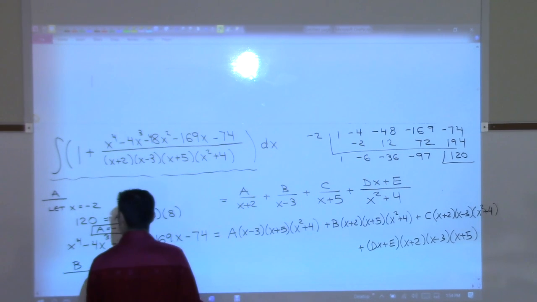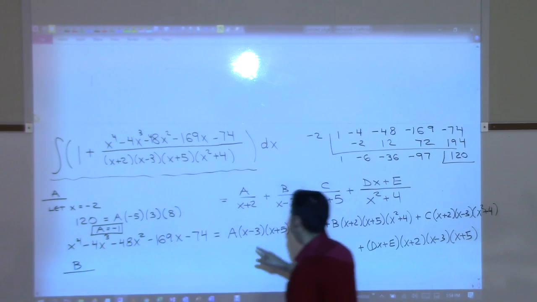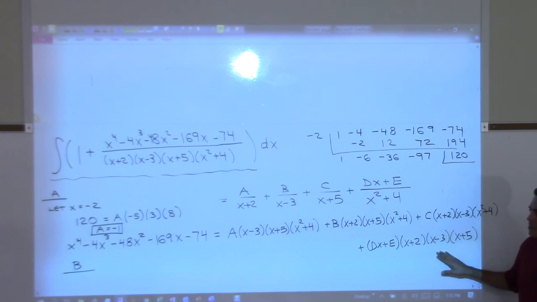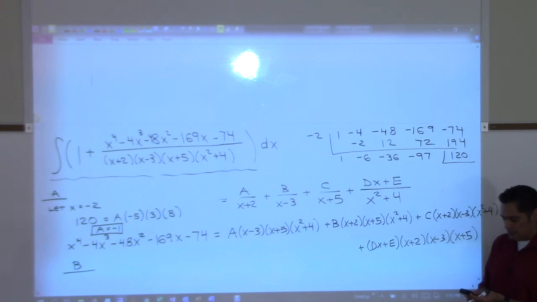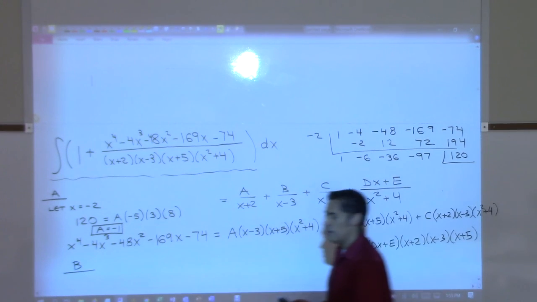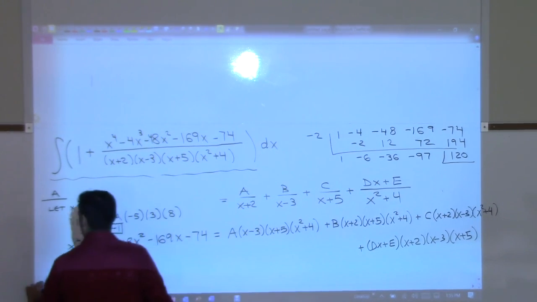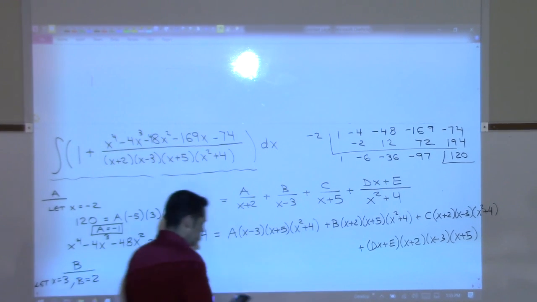Can we get B? Let x be 3. It would kill off this, and it would kill off this, and it would kill off this. So if x is 3, you get that, okay? Now, I think I'm going to save us time. If you do that, you should get B is 2. You have to let x be 3, and you'll get B is 2.